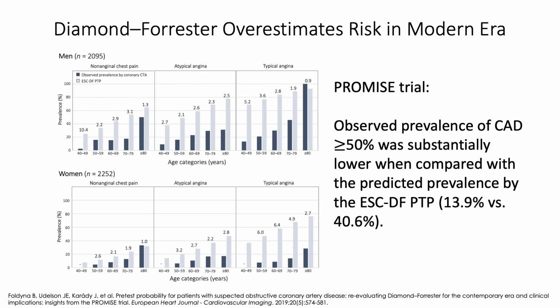Now, while the Diamond-Forrester classification might have been accurate in the 1970s, in more recent studies, this classification scheme overestimates risk. So in a more recent study, the PROMISE trial, when they looked at prevalence of coronary artery disease in people based on these classifications, if the predicted prevalence was 40%, they really only saw it in about 14% of patients.